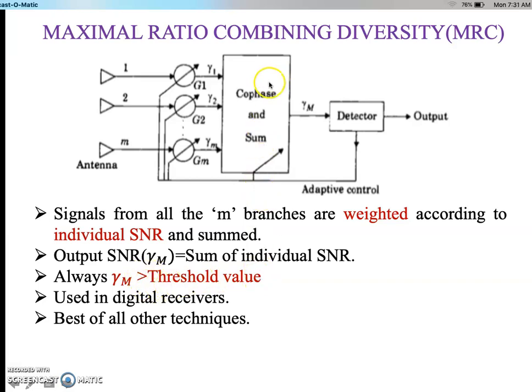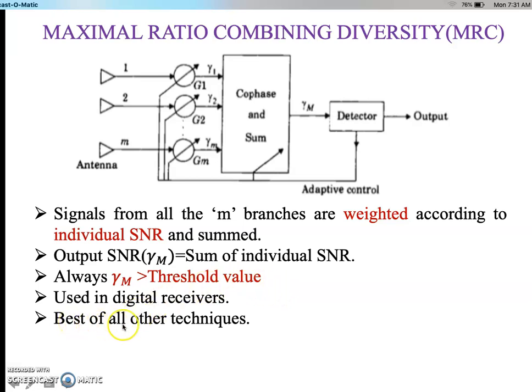We can see a block which is called co-phase. What is the purpose of the co-phase? As the signal travels through multiple paths, definitely there will be phase deviation. So in order to make all the signals be in phase, we have this block which is called co-phase.